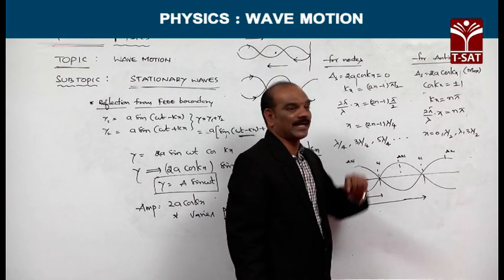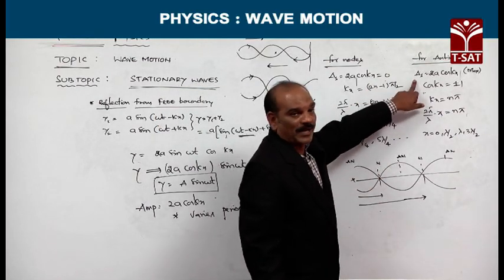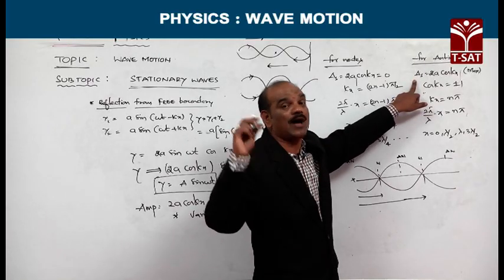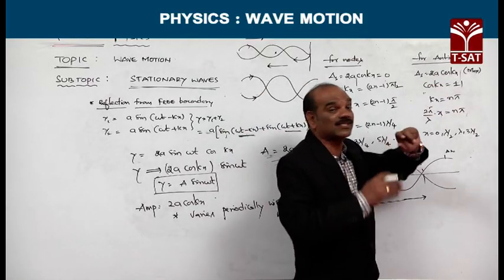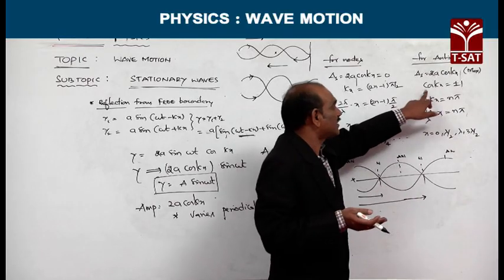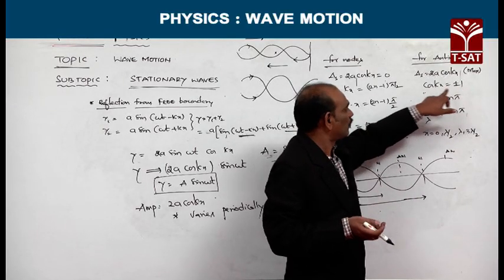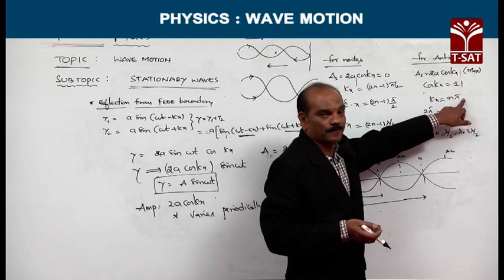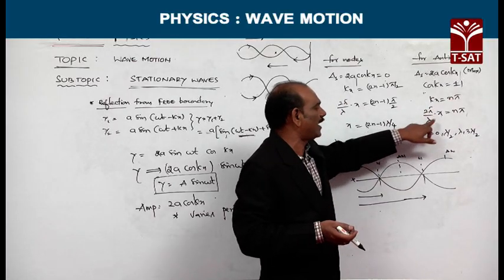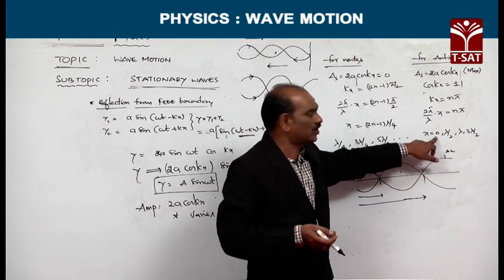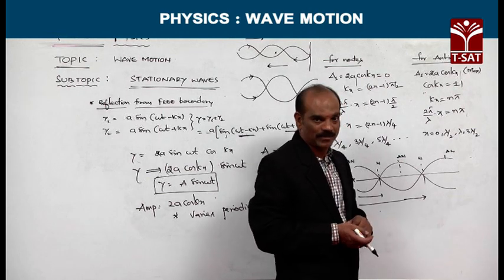Now the condition for antinodes. The amplitude of the stationary wave, 2a cos kx, must be maximum. Cos kx value must be plus or minus 1. So kx value must be n pi. So k is equal to 2 pi by lambda into x. X is equal to 0, lambda by 2, lambda, 3 lambda by 2.